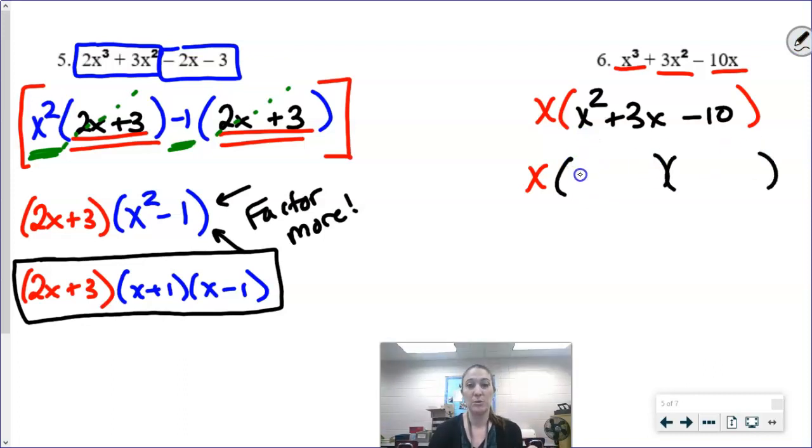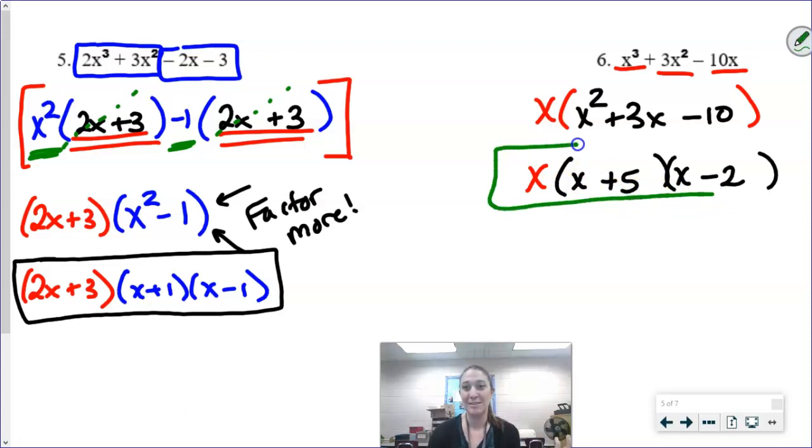So x squared would be x and x. I'm looking for numbers that multiply to negative 10, and then I'm keeping my eye on the prize. I want my arches to add up to positive 3. So what if I did positive 5 and negative 2? Would that work? I should check the arches. 5, negative 2, yep, that's 3. And that is the final answer.